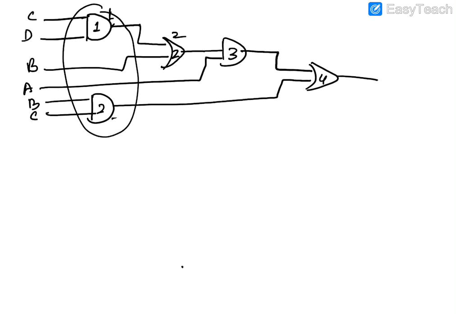So basically 1 and 1 dash, these are at the same level. This is second, third and fourth gate level. Okay, so now suppose we have to convert this whole circuit into NAND gates.